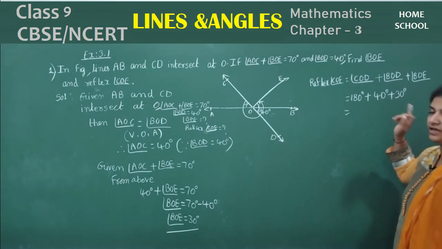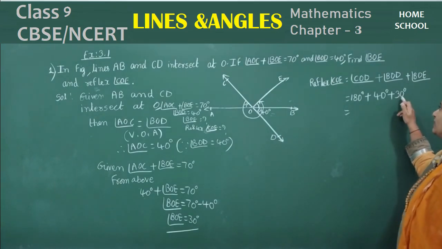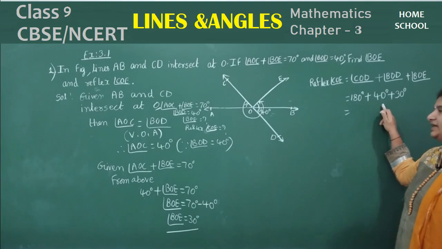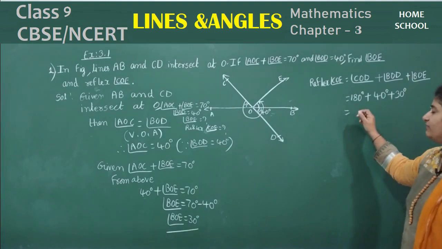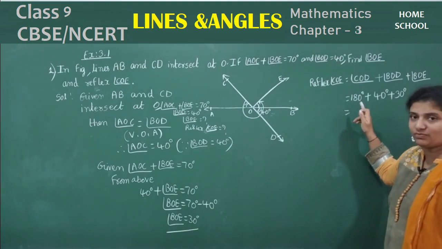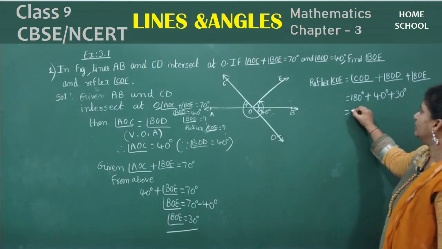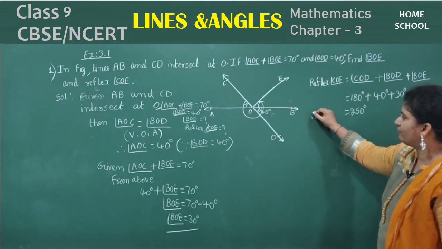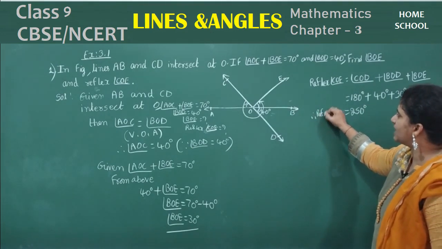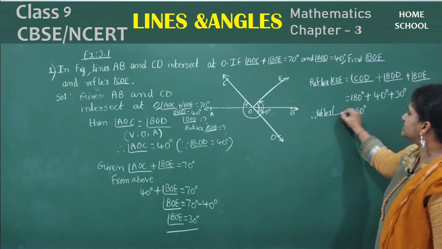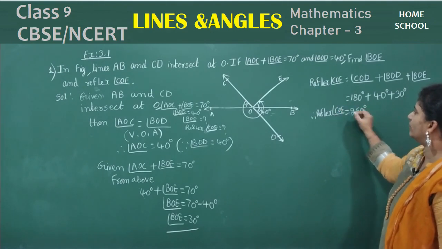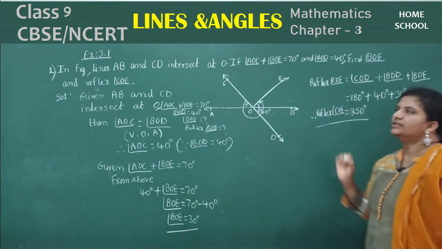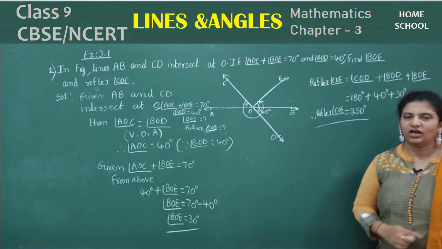So observe here children. Have to add this. 40 plus 30, it will be 70. 70 plus 180, it could be 250 degree. Therefore, reflex angle COE is equal to 250 degree. This is your answer.